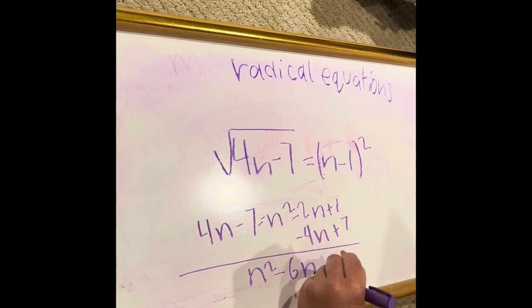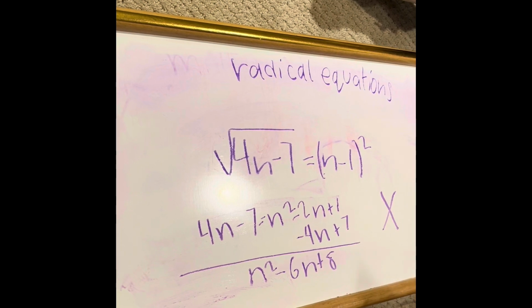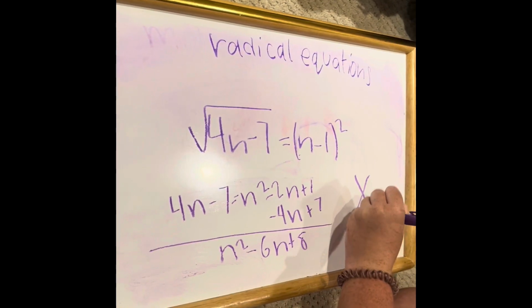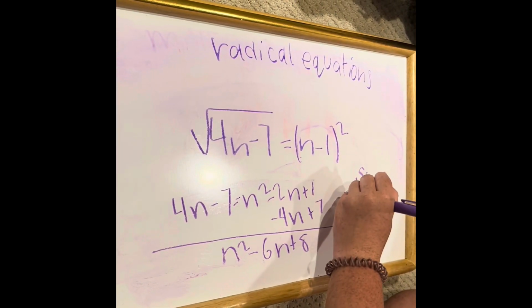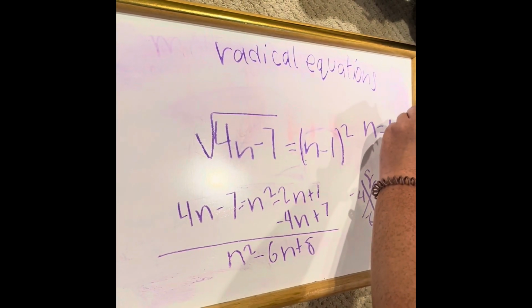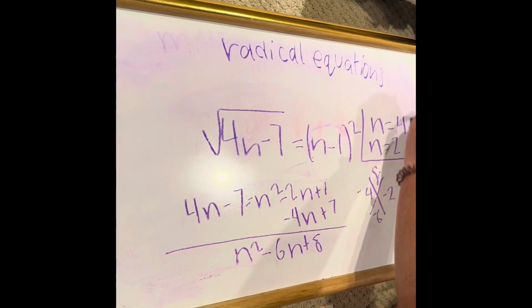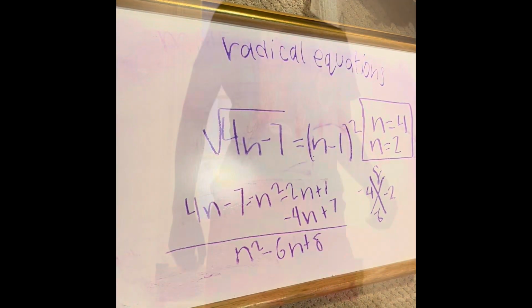After that, you have to subtract 4n and add 7 to both sides. Then you factor. This problem is a diamond problem. Once you get both sides of your diamond, you can now solve using the zero product property to get your two answers, which are n equals 4 and n equals 2.